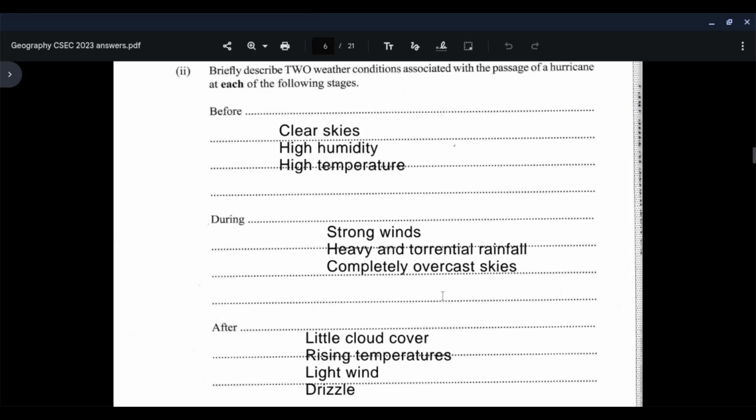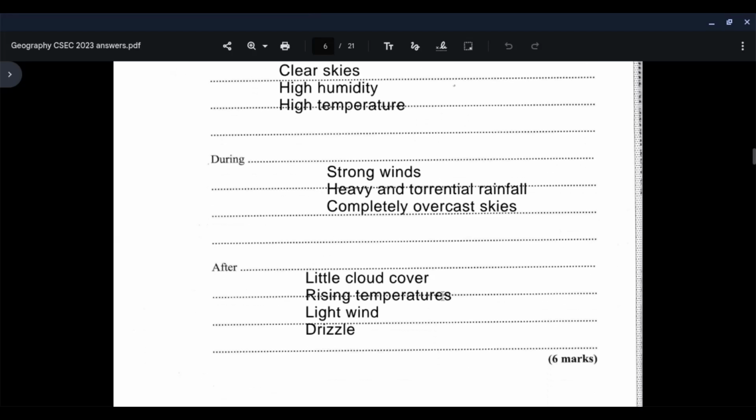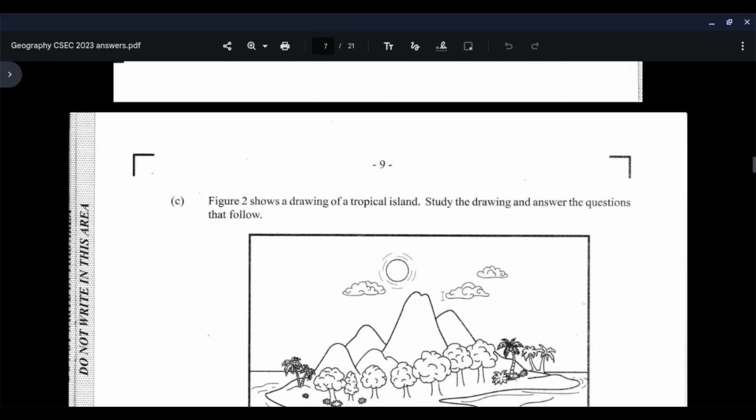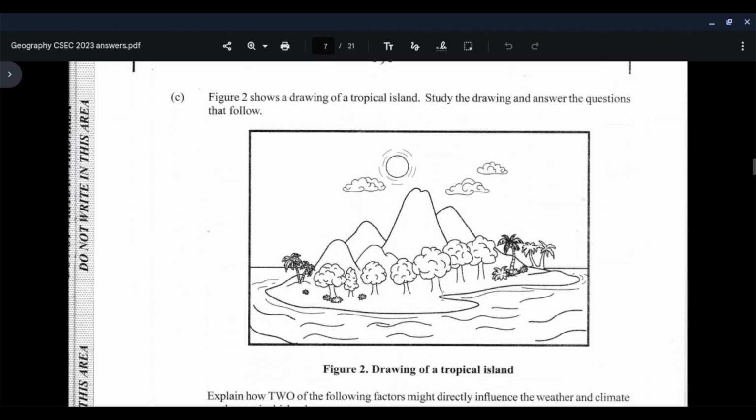Now, after the hurricane, the area experiences little to no cloud cover, a rise in temperature, light wind, and drizzling. Once you're able to list 2 conditions for before, during, and after, then 6 marks belong to you. Part C to the question gives us a diagram or a drawing of a tropical island.